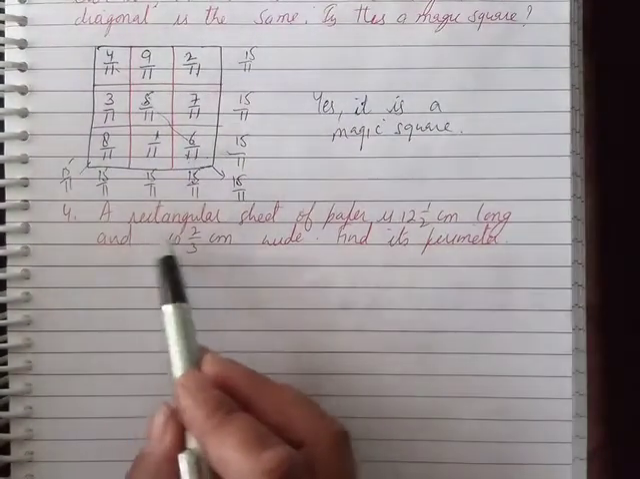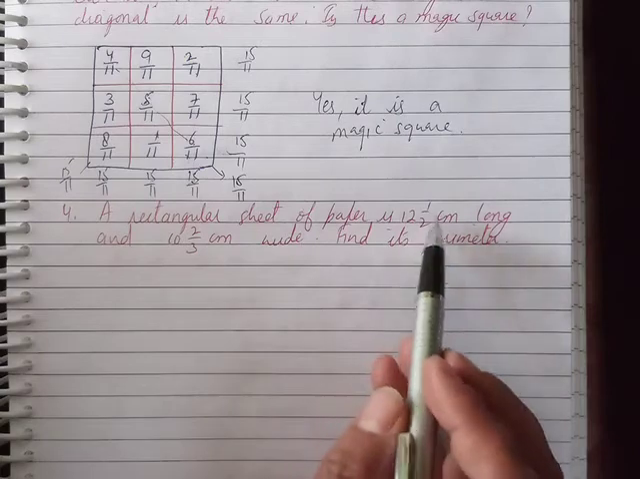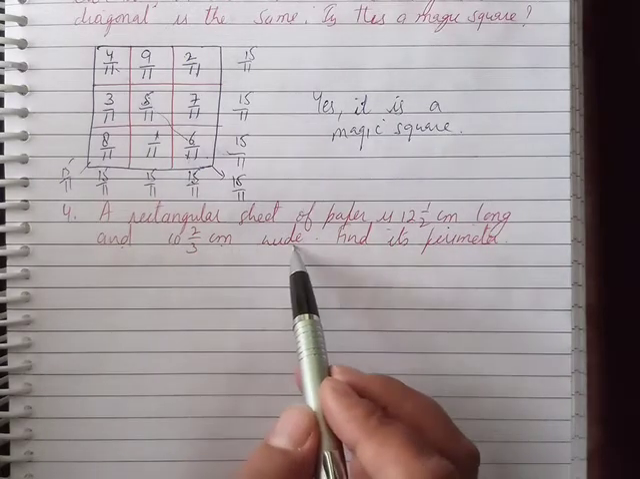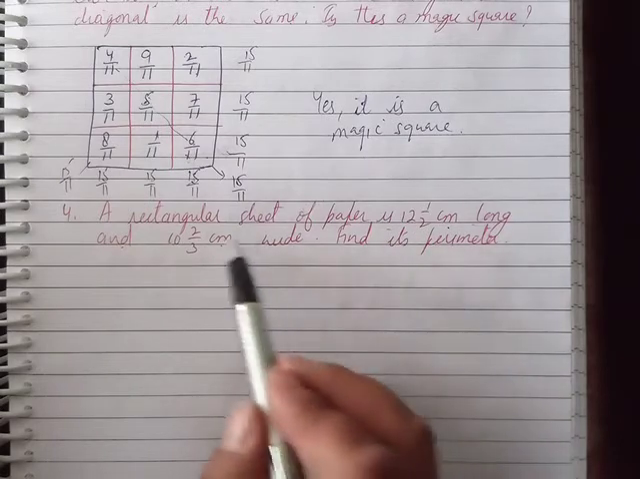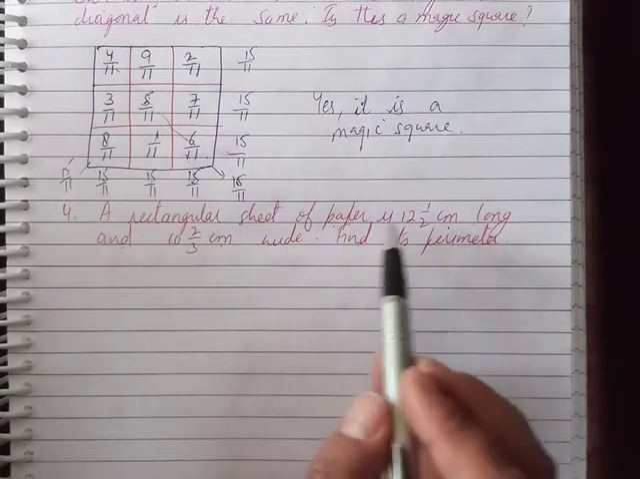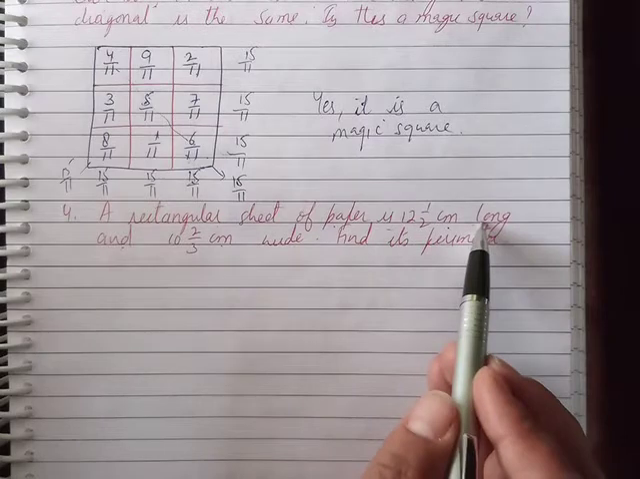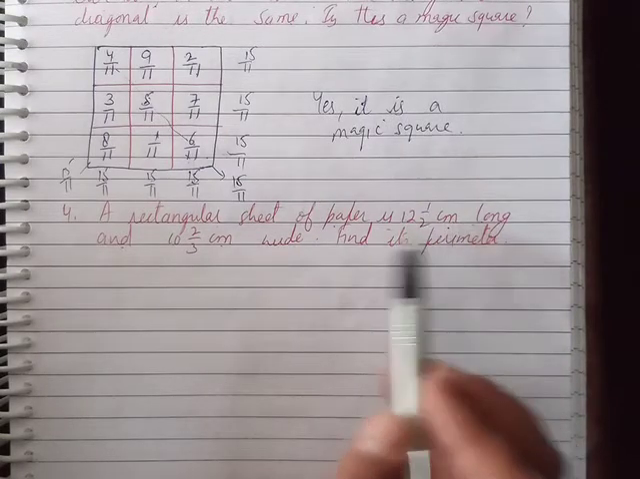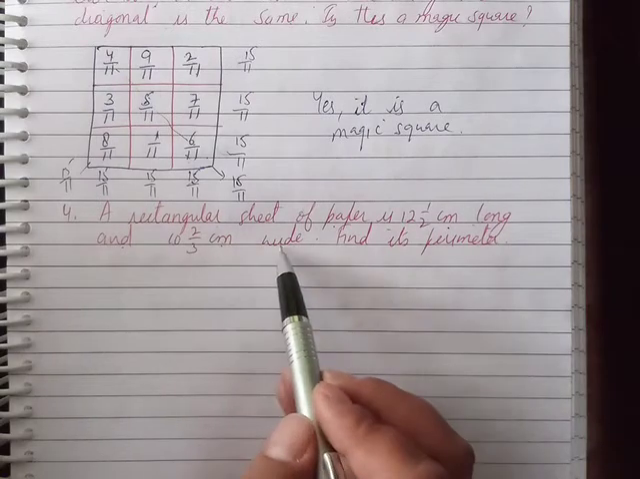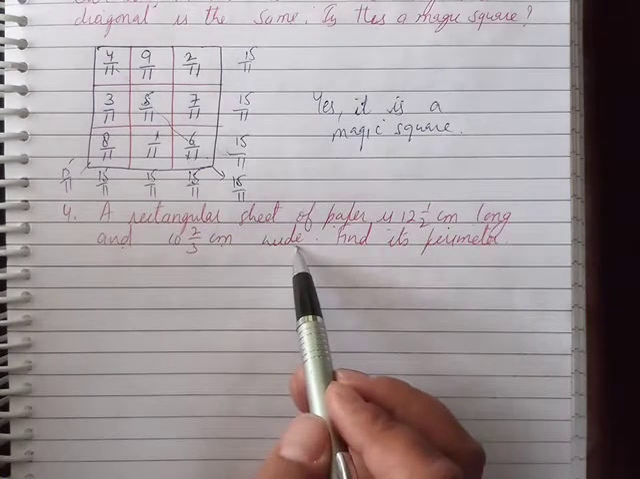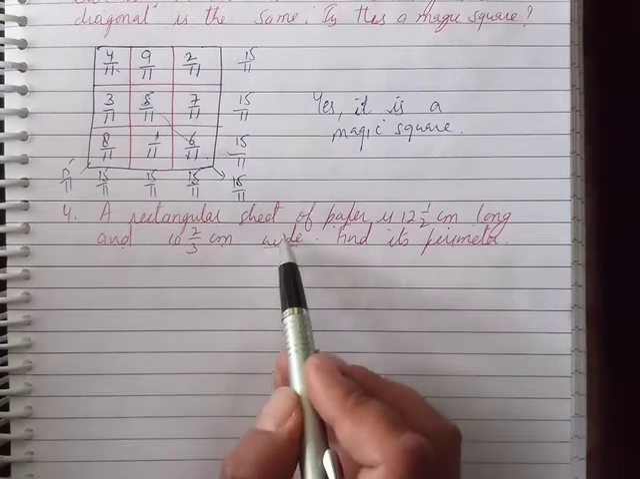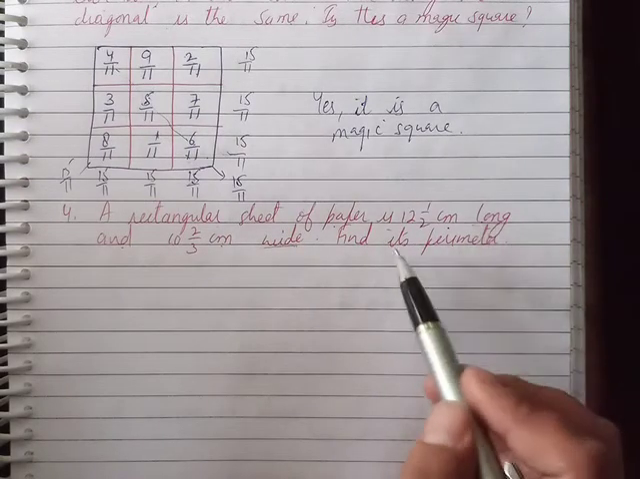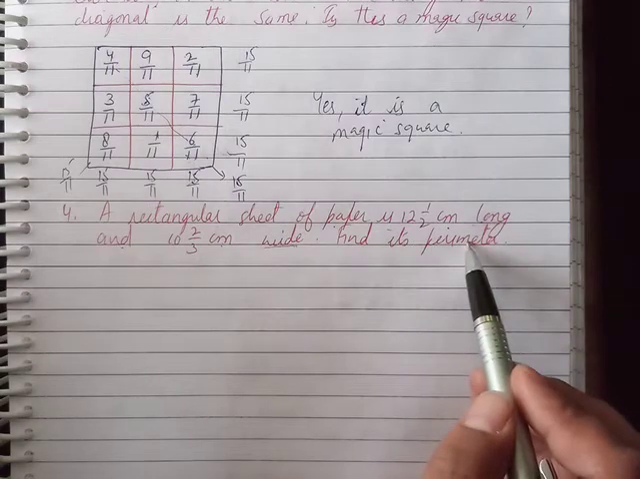A rectangular sheet of paper is 12 1 by 2 centimeter long and 10 2 by 3 centimeter wide. Find its perimeter. The length is 12 1 by 2 centimeter and the breadth, the width, is 10 2 by 3 centimeter. Find its perimeter.